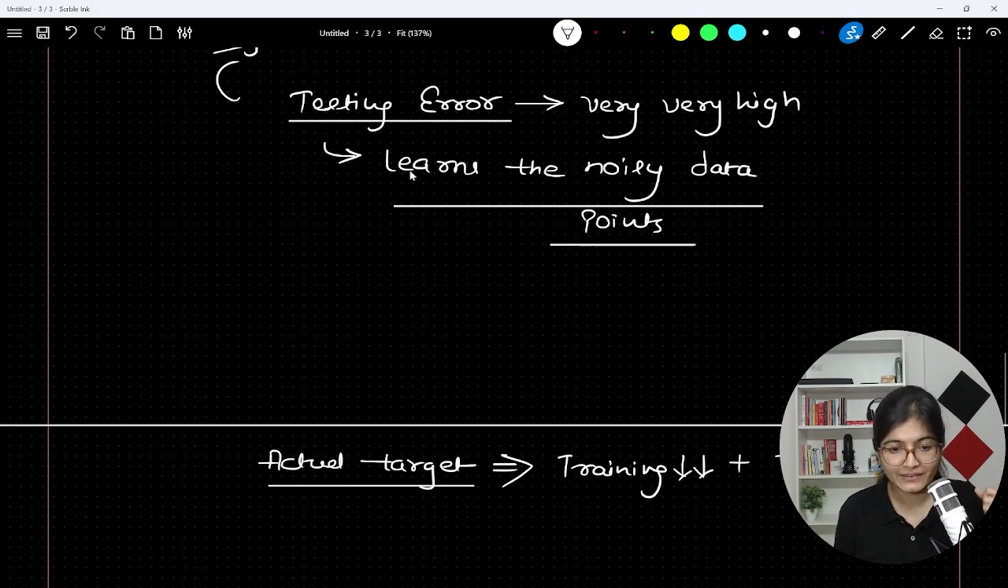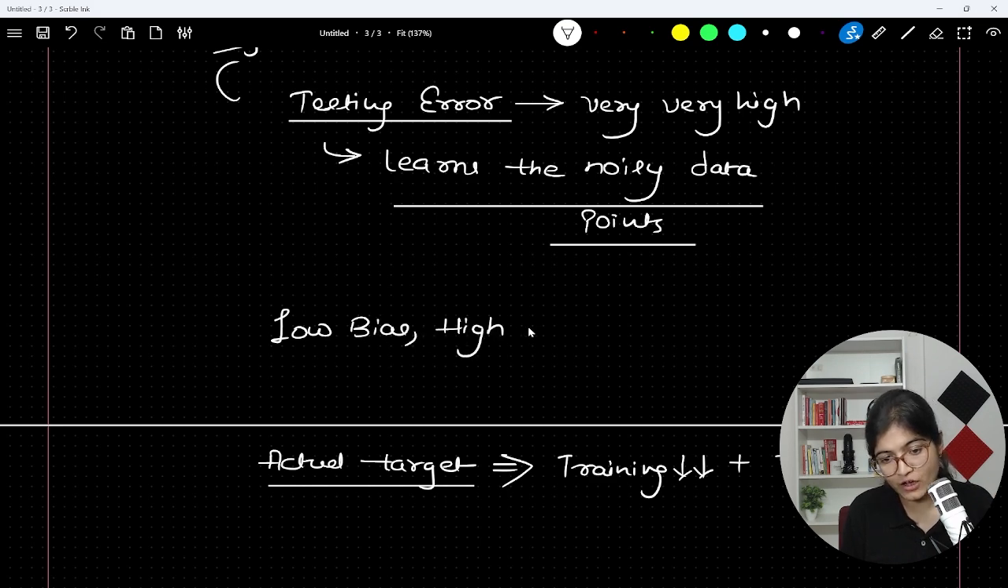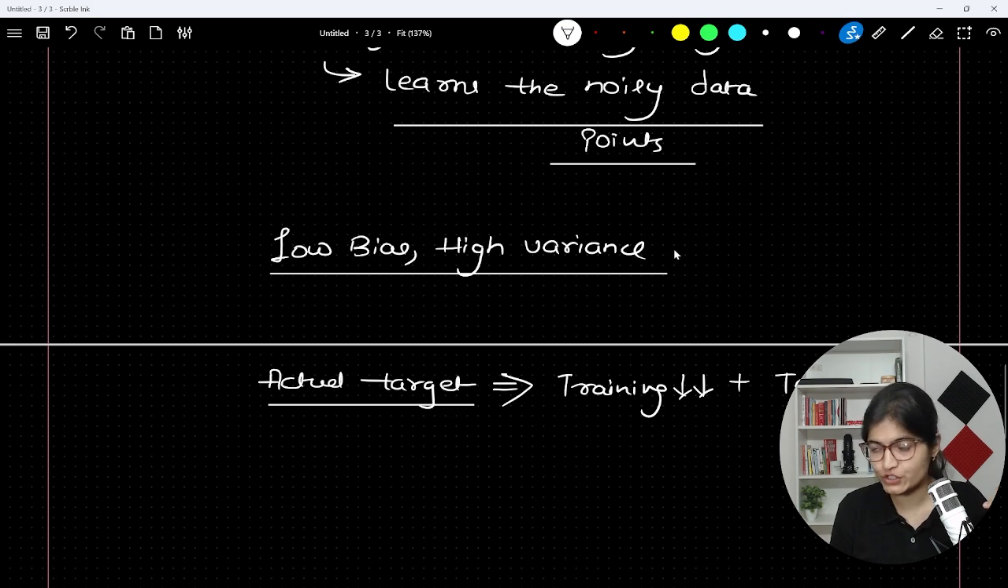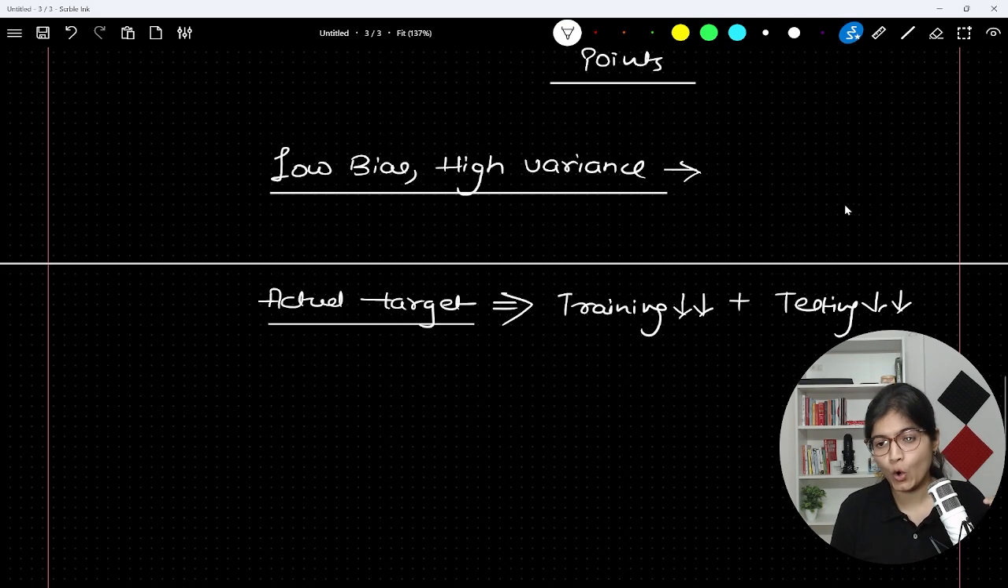So what is happening here? We will have a very low bias, because training error is very low, and the variance is very high. What is the meaning of variance? I am again repeating: the difference between the error values of testing versus the training part, right? So this is the situation which we call overfitting of any model. Overfitting of any model. Okay?